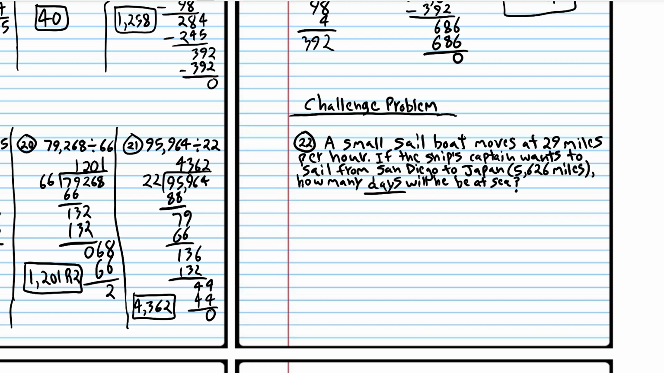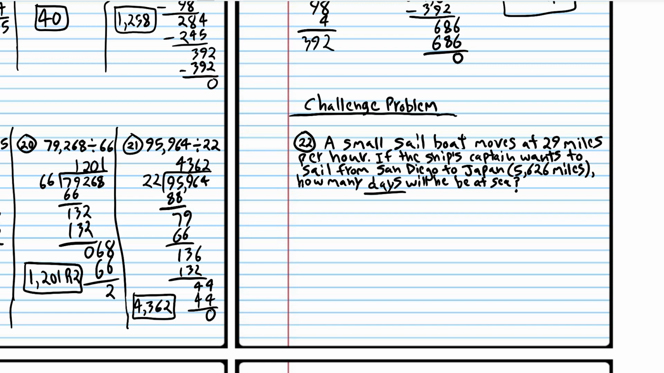All right, we're back. So 5,626 miles from San Diego to Japan. The sailboat moves 29 miles in 1 hour. So 29 miles in 1 hour, then another 29 miles is another hour, and another 29 miles is another hour, and you keep going 29 plus 29 plus 29 plus 29 plus 29 plus 29 until you get to 5,626. And you want to figure out how many times 29 goes into 5,626. This is a really easy problem to understand. If I gave you this problem and asked you to figure it out, you'd figure it out eventually.